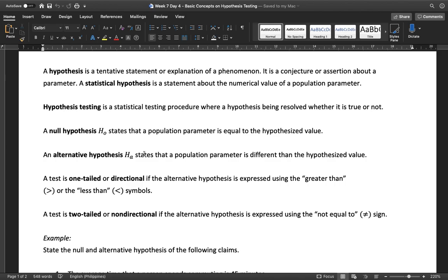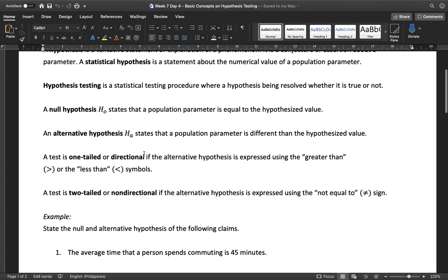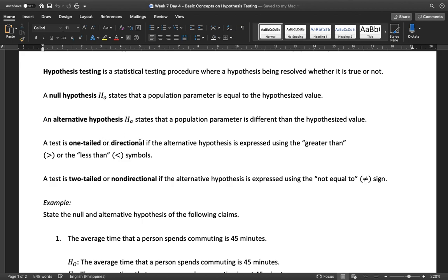So, we have several tests that we do in testing the hypothesis. Meron tayong one-tailed test and two-tailed test. So, the test is one-tailed or directional if the alternative hypothesis is expressed using the greater than or less than symbol. Makita rin natin sa mga claims kapag more than or less than. A test is two-tailed or non-directional if the alternative hypothesis is expressed using the not equal sign. So, kapag one-tailed, ang ginagamit ni alternative is greater than or less than. Pero ang ginagamit ni null ay equals.